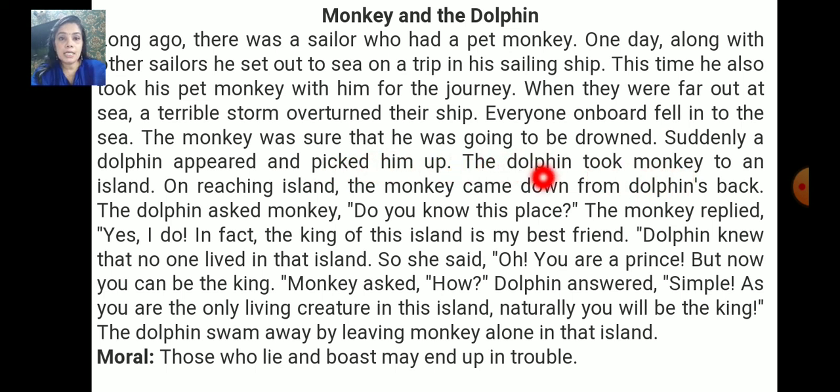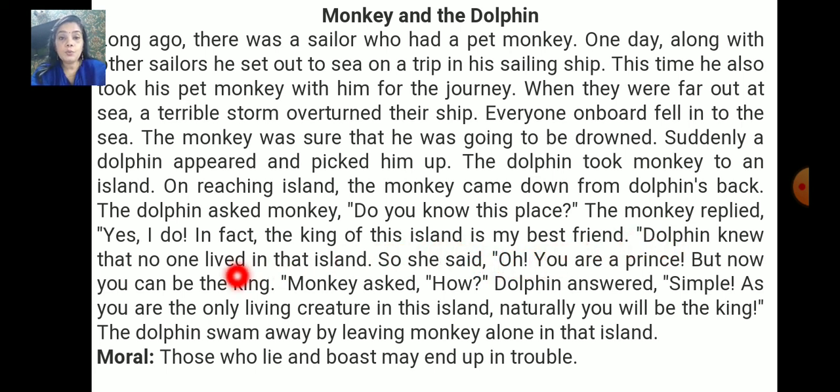Suddenly, a dolphin appeared and picked him up. The dolphin took the monkey to an island. On reaching the island, the monkey came down from the dolphin's back. The dolphin asked the monkey, "Do you know this place?" The monkey replied, "Yes, I do. In fact, the king of this island is my best friend."